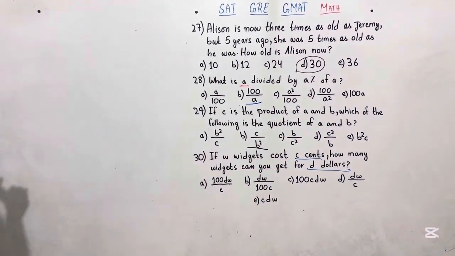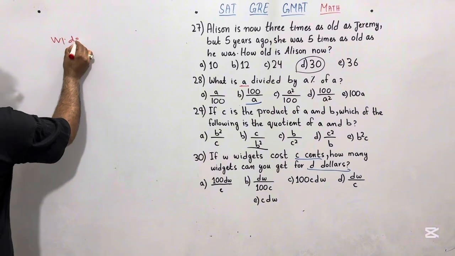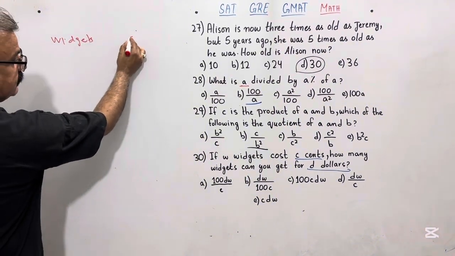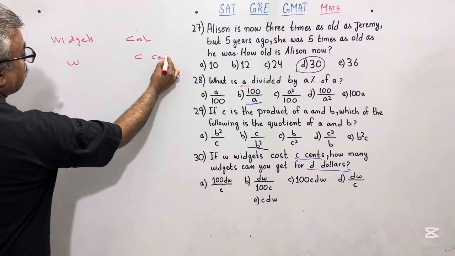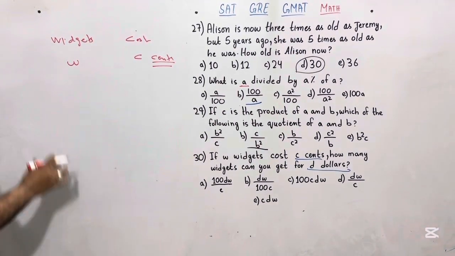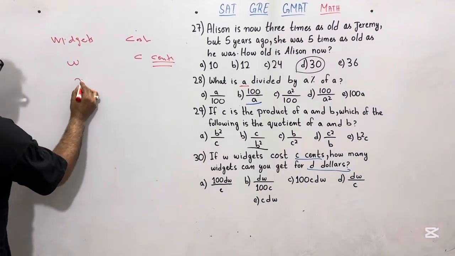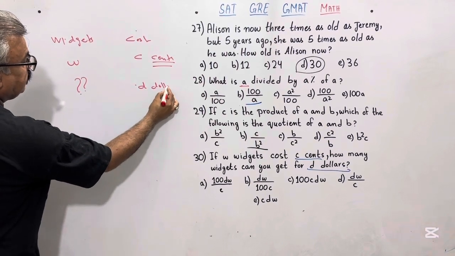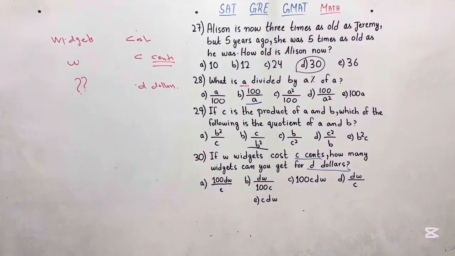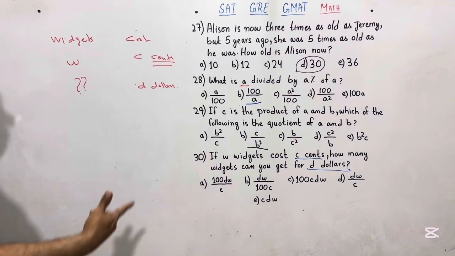Otherwise, it's a wonderful thing. Widgets and their cost in dollars. W widgets cost C cents. How many widgets can we have for D dollars? If W widgets can be obtained from C cents, how many widgets can we get for D dollars?